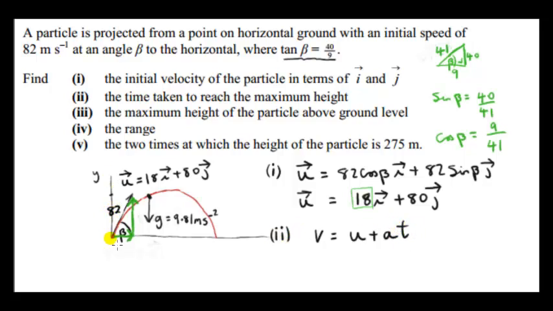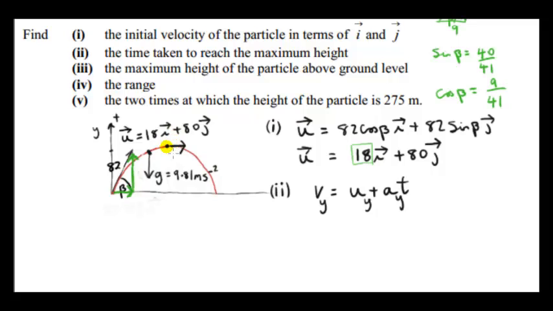But we're talking about the y direction now. So we just want the y components of the velocity vector and the acceleration vector. Well, the acceleration vector is entirely in the y direction. Upwards is going to be positive, downwards will be negative.